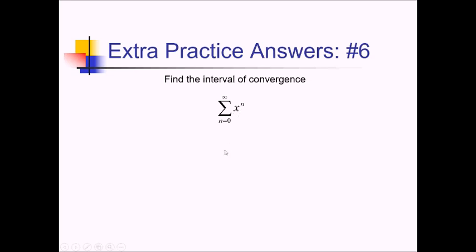Since this is geometric and our common ratio here is just x, we can find the interval of convergence by setting the absolute value of our common ratio, absolute value of x, less than 1, and then solving for x. So solving for x, you're already almost all the way there. We can just rewrite this without absolute value by writing -1 < x < 1. And this is going to be the interval of convergence.